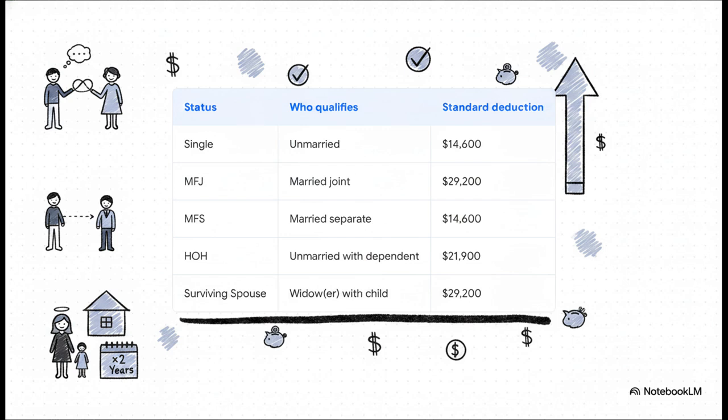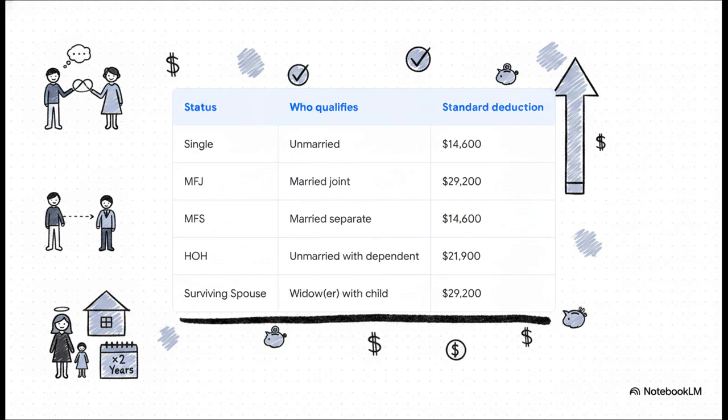Single gets a standard deduction of $14,600 for 2024. Married filing jointly exactly doubles that, bringing you to $29,200. Married filing separately drops it right back down to $14,600. Then, head of household sits in the middle at $21,900 for unmarried folks with dependents.